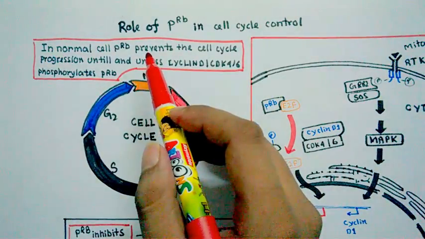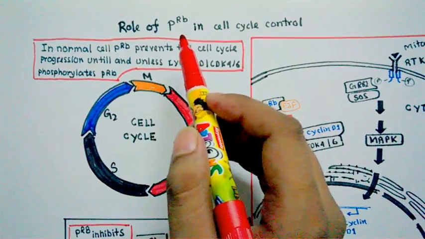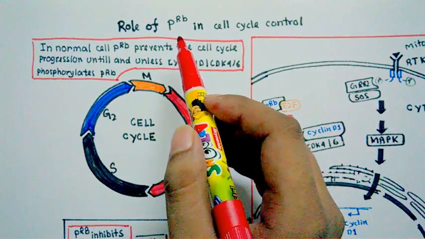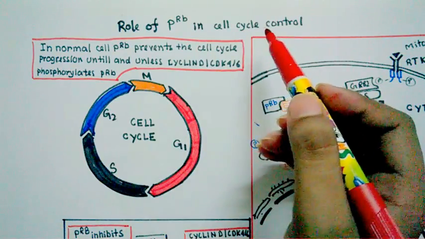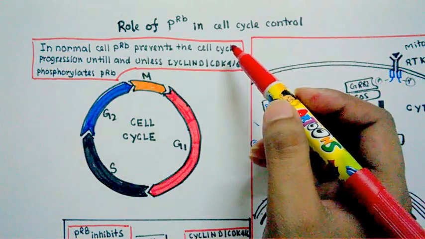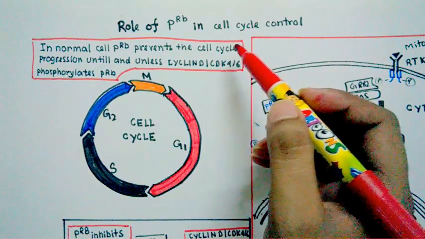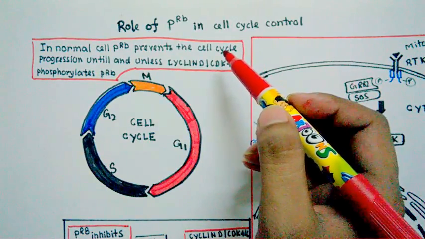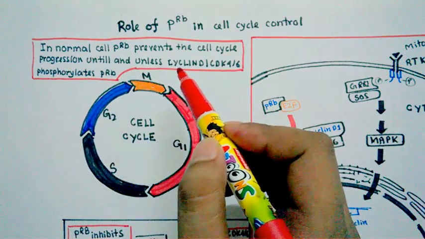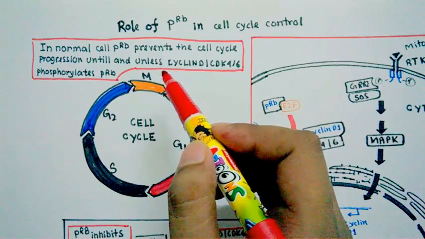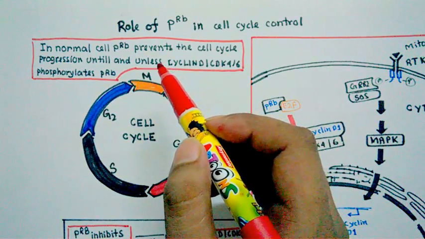Hi, in this video I'm going to talk about the role of pRB, protein RB, and RB stands for retinoblastoma, in cell cycle control. So we need to understand why pRB is important and why we should study pRB and its role in cell cycle control. In a normal cell, pRB prevents cell cycle progression until and unless it's phosphorylated by cyclin D and CDK4.